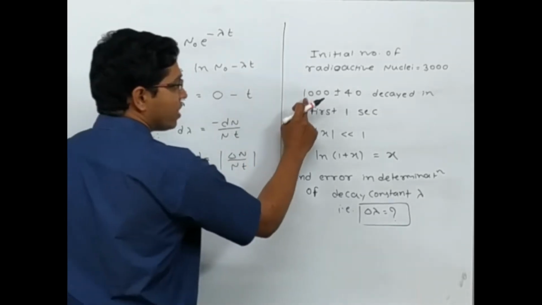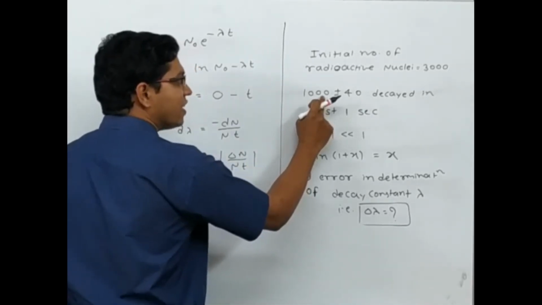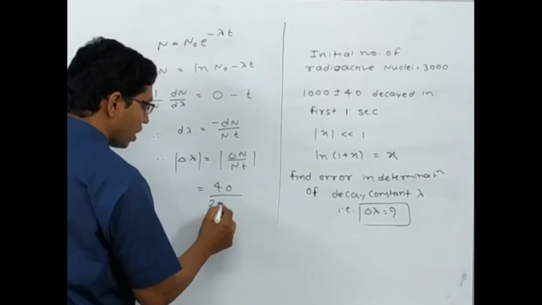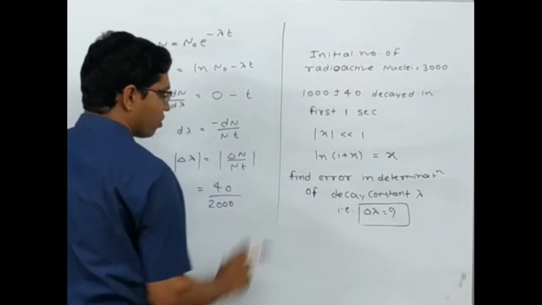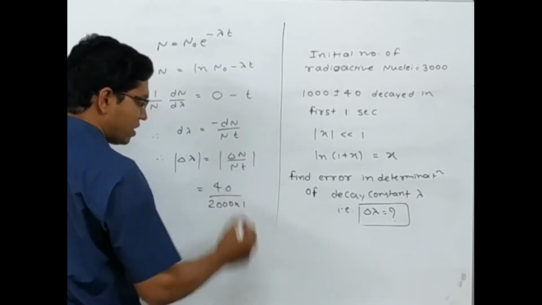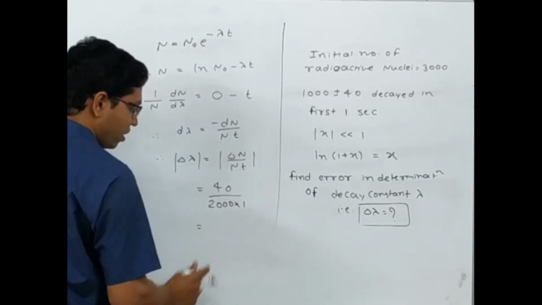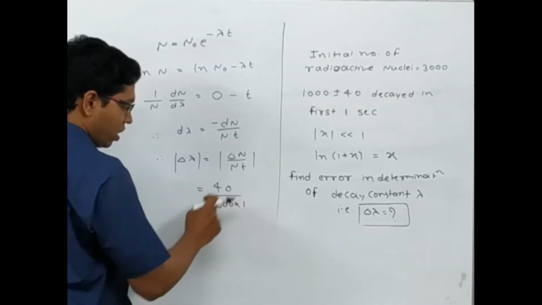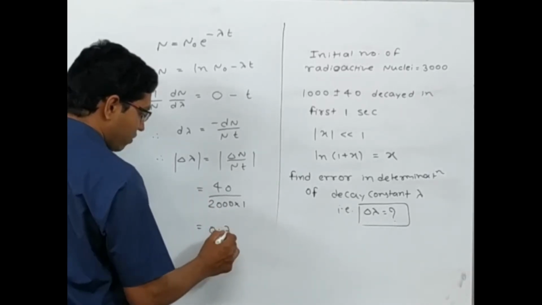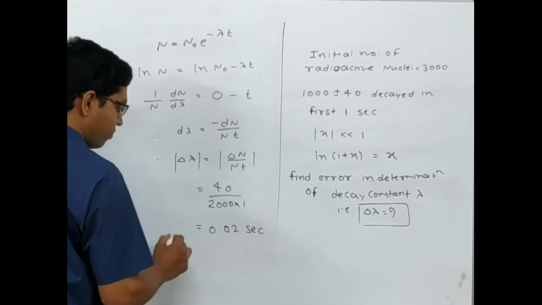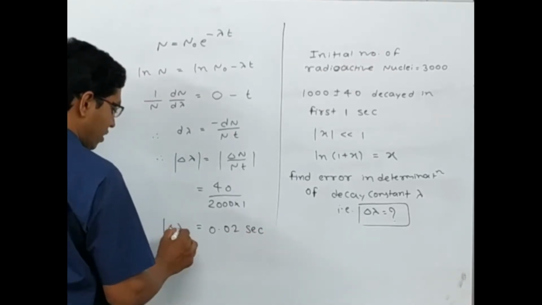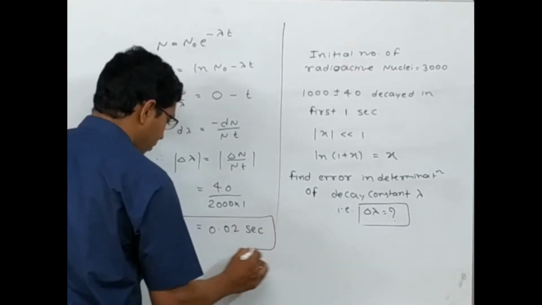See, what is given is 1000 nuclei are decayed. So what are the remaining nuclei? Obviously 3000 minus 1000, and this all is taking place in 1 second. If we solve this, it will be 1 by 50, and finally the answer is going to be 0.02 per second. This is the error in the measurement of lambda.